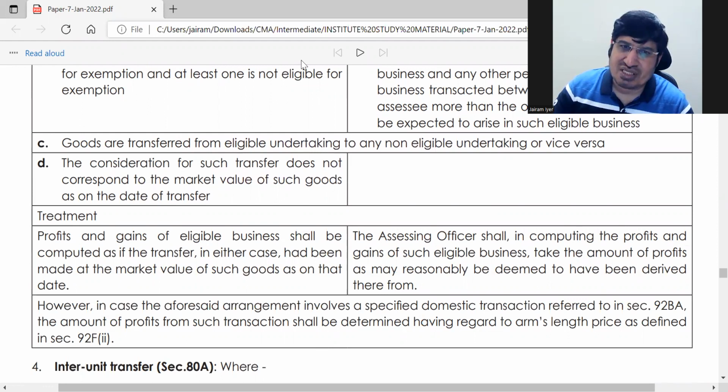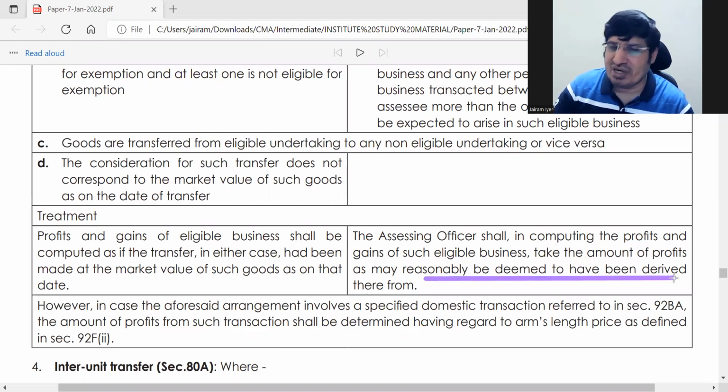So then here also, in computing the profits and gains, the assessing officer will take only such profits as he feels are reasonable. He'll take such profits as may reasonably be deemed to have been derived. The excess he'll ignore. And this point is again there for arm's length transaction. If there is a specified domestic transaction, then use arm's length price.